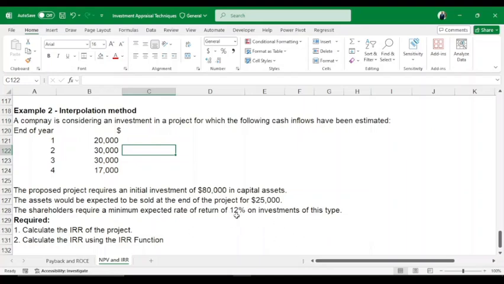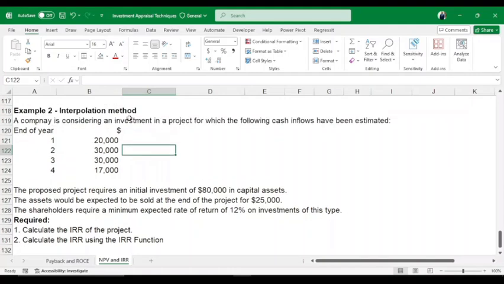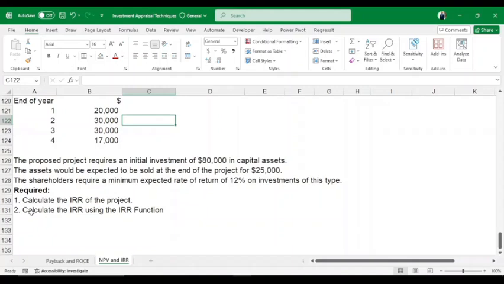So we are going to use this as a benchmark for determining the acceptability of the project based on the IRR we calculated. So you are required to, one, calculate the IRR of the project using the linear interpolation method, and two, calculate the IRR using the IRR Excel function. Alright, so we are going to use the two methods to calculate it. And now you should know that these two methods give very different results. They don't give similar results. So take note of that.